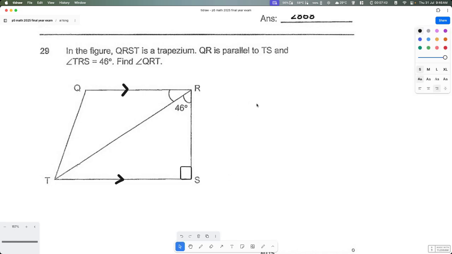So if I were to write this down, angle, right? So let me make this bigger. Angle Q.